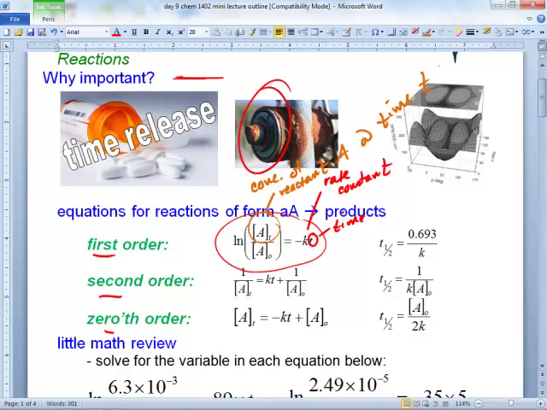How about the bottom one, Mari? Now we've got this with a little 0 on it.